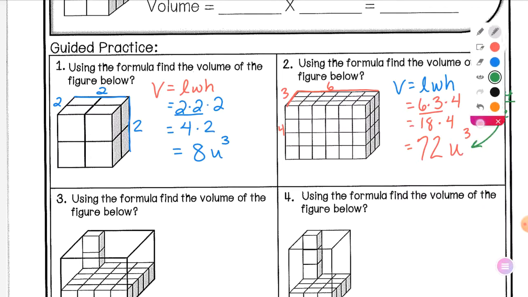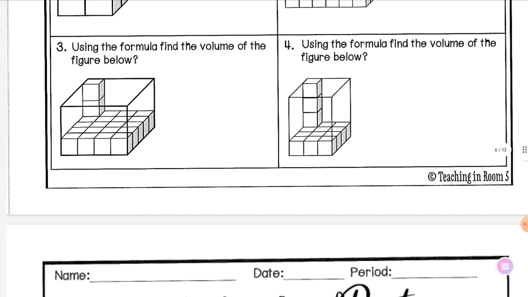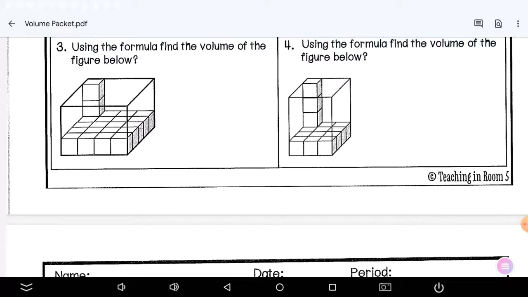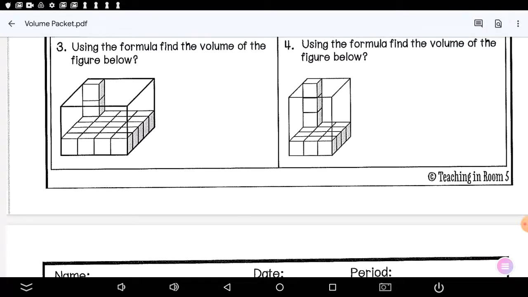Okay, next one. Number 3. Number 3, rewrite, substitute, solve. Dawson, what's my formula? V equals length times width times height. Substitute. This one looks like the first set on the top of the second page from last night. Where can I find my length and my width? Hallie? On the bottom layer.